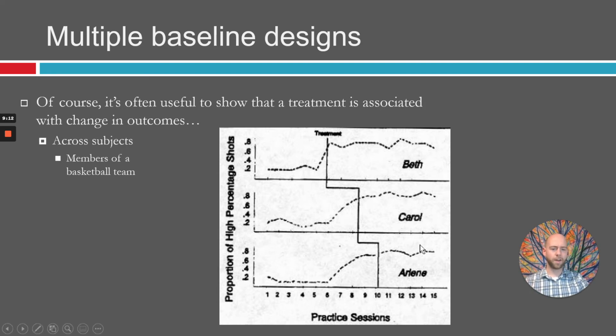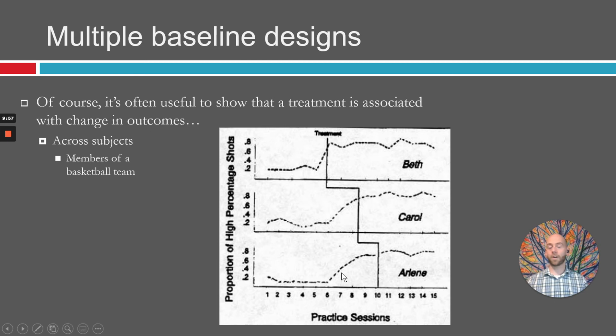So you see here we have Beth, Carol, and Ariane, and the treatment is being introduced at different times for each of them. This evidence would suggest that this treatment is probably not the cause of the change that we're observing in them. Because you see, for Beth, it does kind of seem like the treatment works. We introduce the treatment, suddenly she's shooting 80% of her shots as easy or high percentage shots compared to about 20% before. But if you look at the other participants, you'll notice that the change for them started at about the same time. So the treatment here probably isn't actually the cause of what's going on.